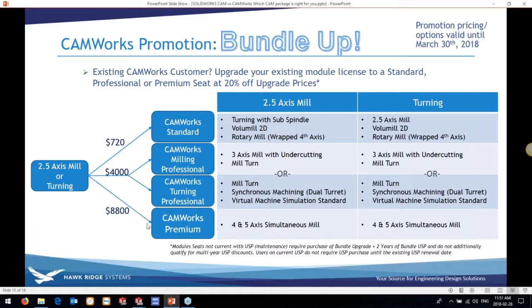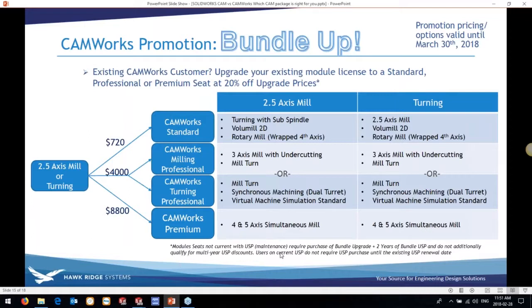If you bump up to CAMWorks Premium, you would get 4 and 5-axis simultaneous, mill turn, synchronous, virtual machine standard, 3-axis, rotary milling, Volumill 2D, and then turning with subspindle, and that's for $8,800. And then similarly, if you're on a turning license here, you'd get 2.5-axis milling by going to CAMWorks Standard, Volumill 2D, and then the rotary milling. If you go to the Milling Professional, then you would get 3-axis milling with undercutting and mill turn. Turning Professional, you'd bump up to mill turn, synchronous, virtual machine standard, and then obviously 4 and 5-axis simultaneous down here.